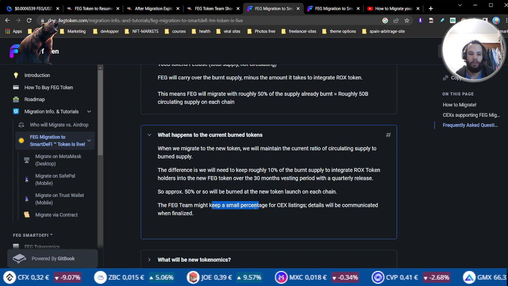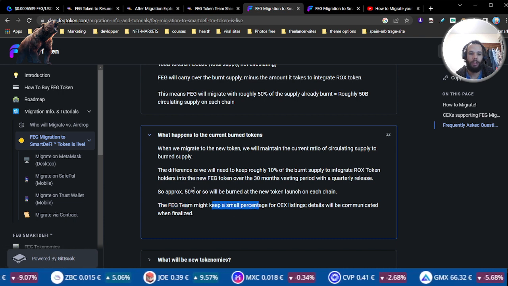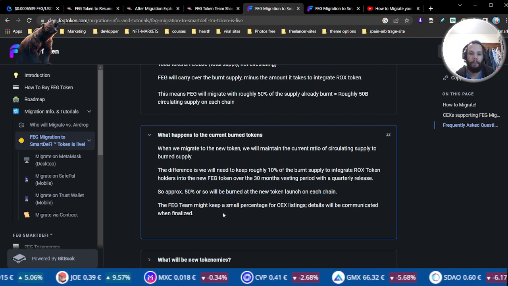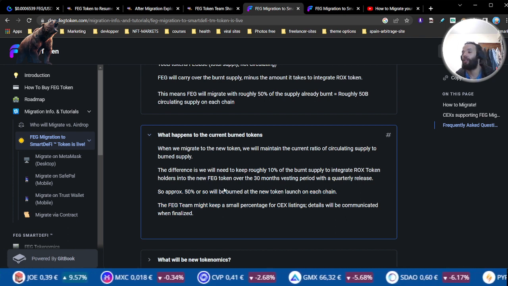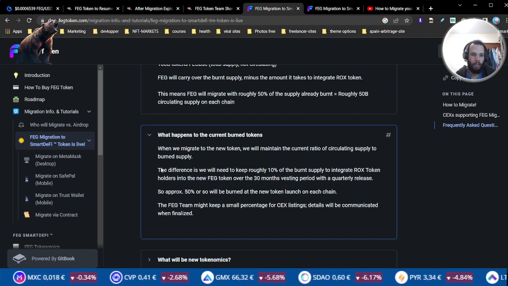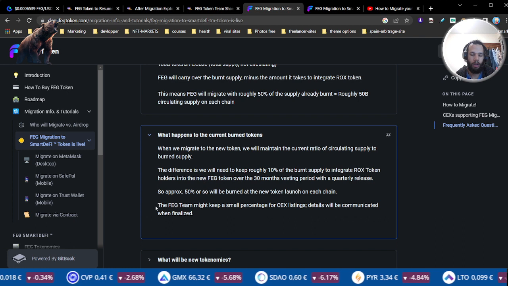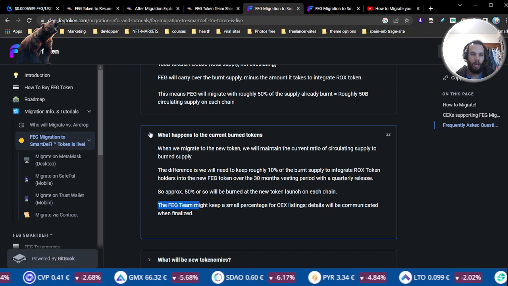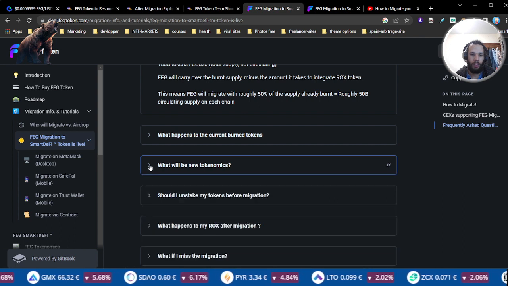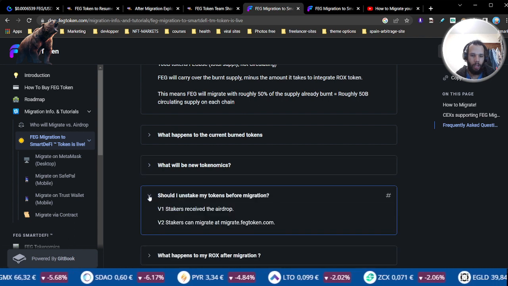So we don't even know what percentage they will keep from this 50% they are intending to burn. Is it 5? Is it 10? Is it 20? Is it all of it? We have no information about that. So it's really important to make everything transparent. That way you'll keep the community trusting the project and keep investing in the same project.